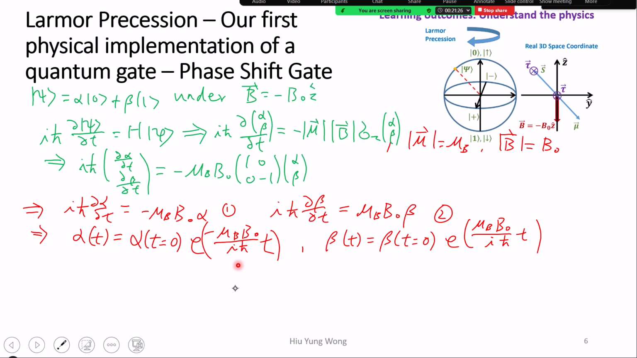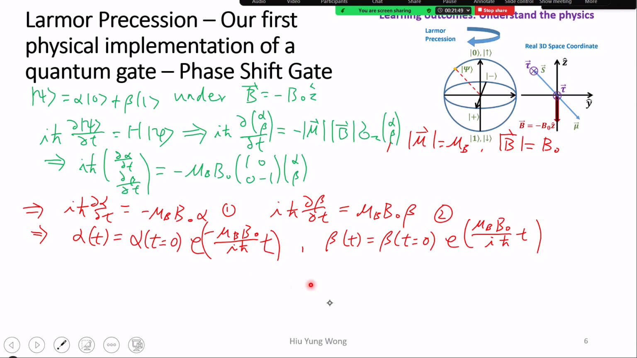I'm not going to prove it. If you're familiar with this, you get it already. Otherwise, what you can do, just substitute alpha of t to here. Do a differentiation. E to the power something times t after differentiation gives you that thing times e to the power the whole thing. And then you will find that this is correct.